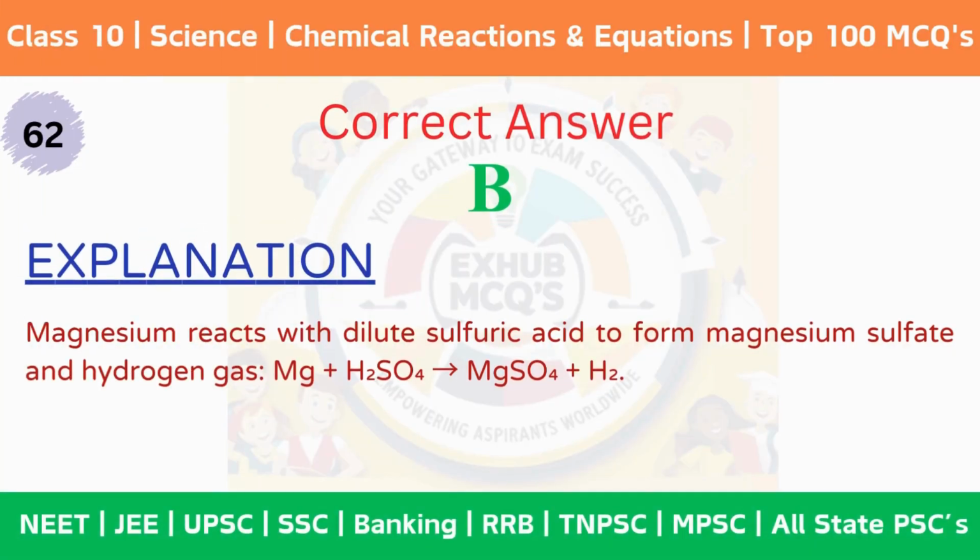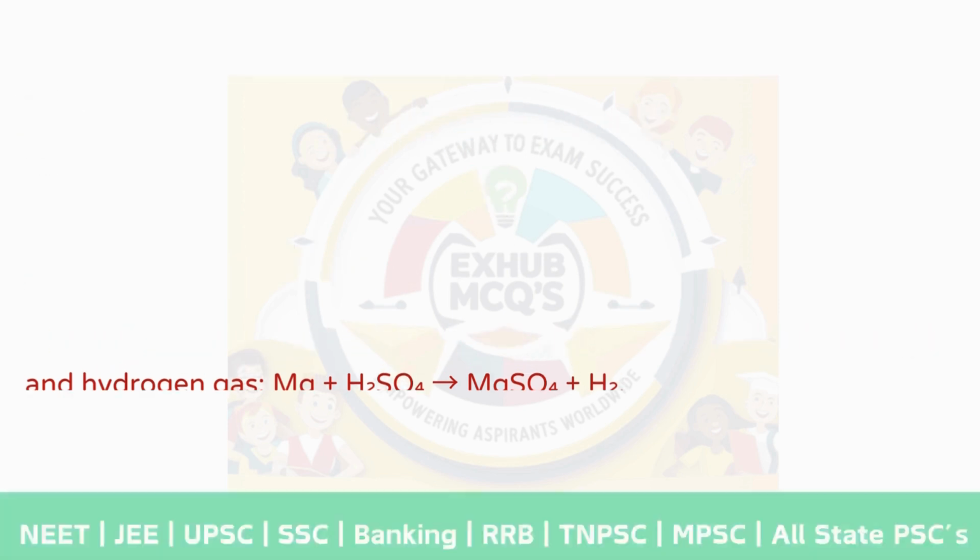The correct answer is option B, magnesium sulfate and hydrogen. Explanation. Magnesium reacts with dilute sulfuric acid to form magnesium sulfate and hydrogen gas. Magnesium plus sulfuric acid produces magnesium sulfate and hydrogen.